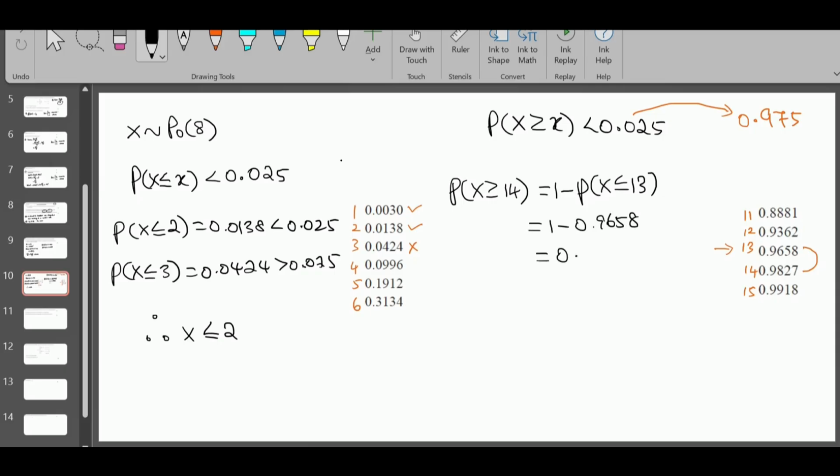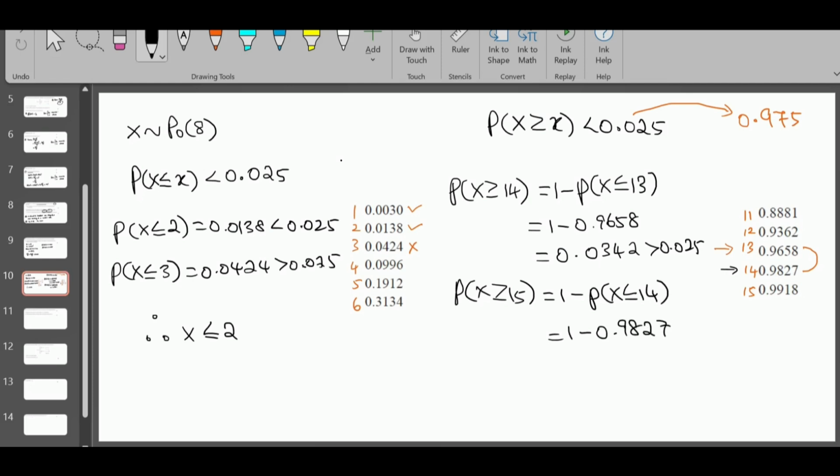Is 0.0342 bigger than the significance level? And then to use the value of 14, I'm going to start writing it as 15. So when I rewrite this, I can use the value of 14. 1 minus 0.9827, which is 0.0172, is less than the significance level. Therefore, X is greater than or equal to 15.